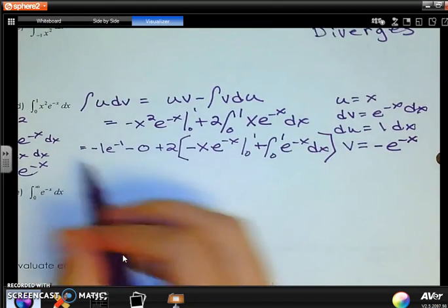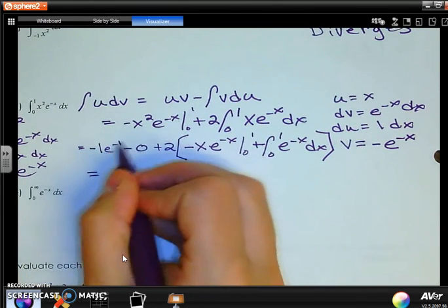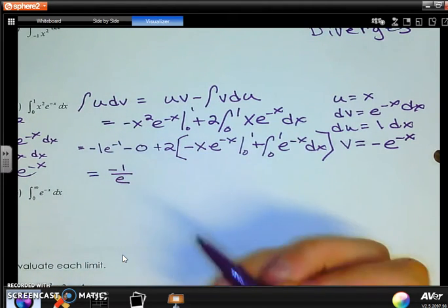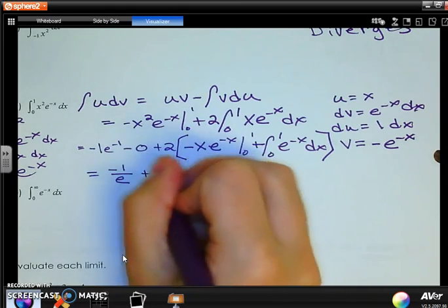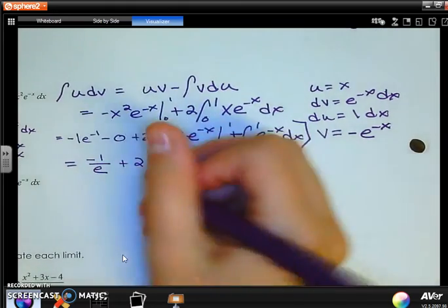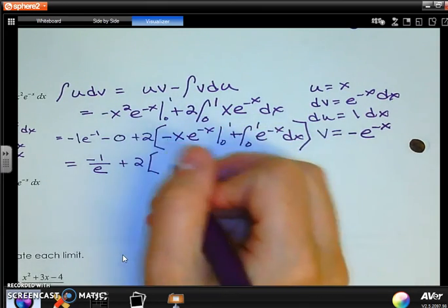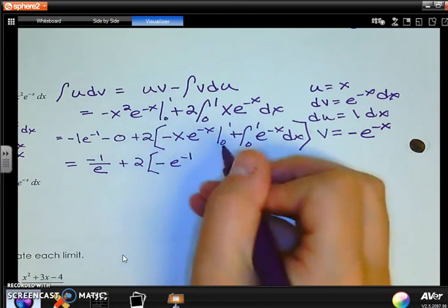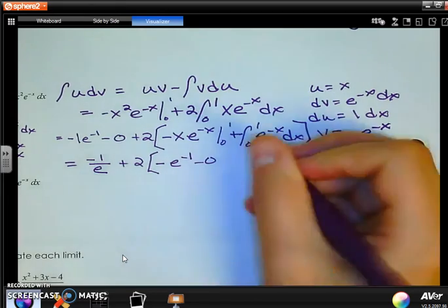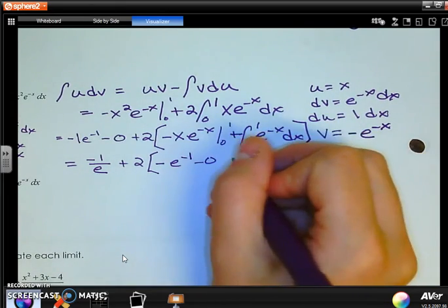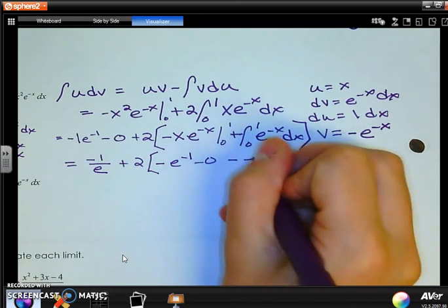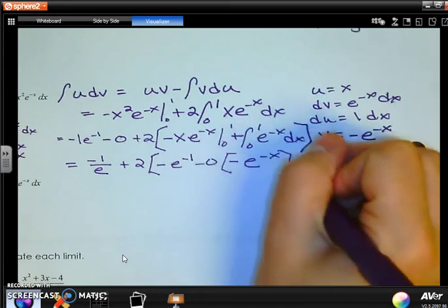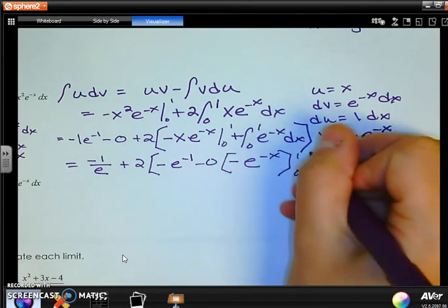And now I can kind of start cleaning up here. So when this is a negative exponent, that means it's going to be underneath. So you have negative 1 over e, minus 0 goes away, and then it's plus 2. Plug in, so you have negative 1 e to the negative 1 again, and then the minus 0, that whole thing goes away. And now to integrate e to the negative x, we've already done that a bunch of times. When you integrate that, it's minus e to the negative x.